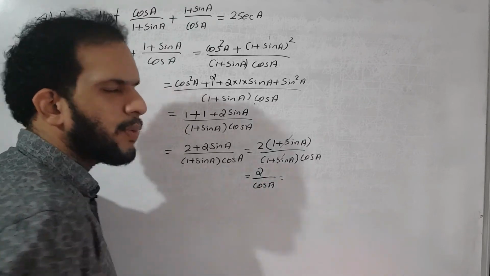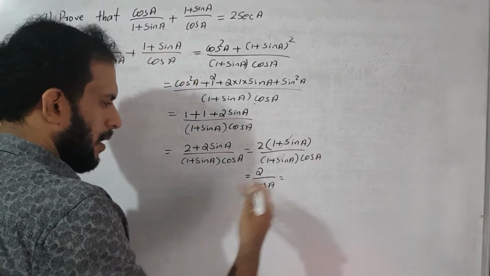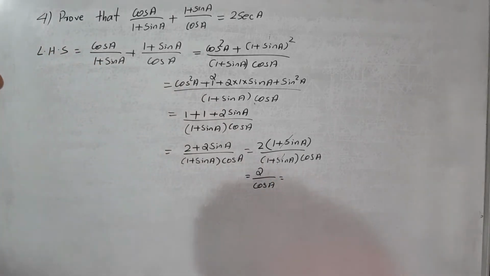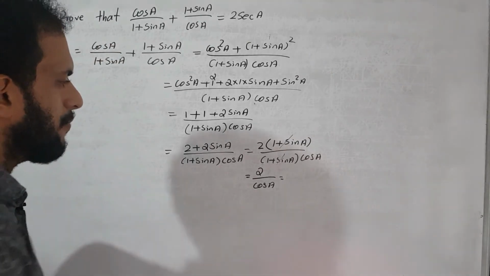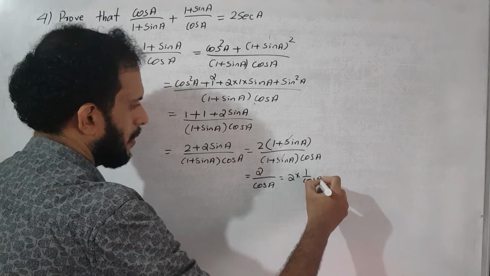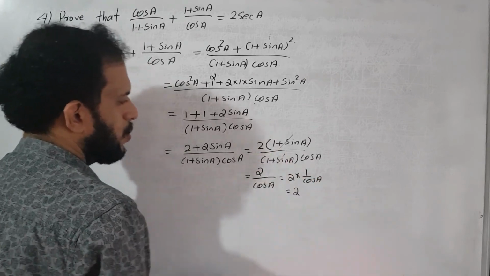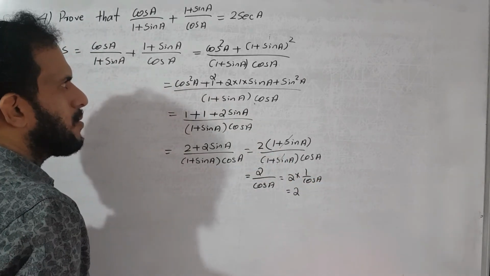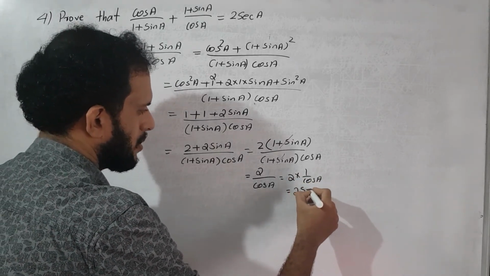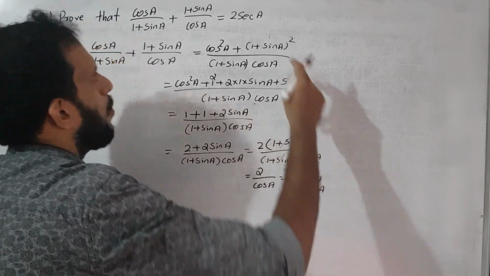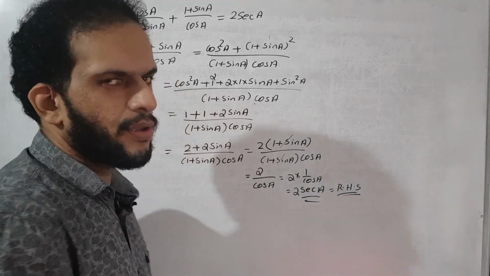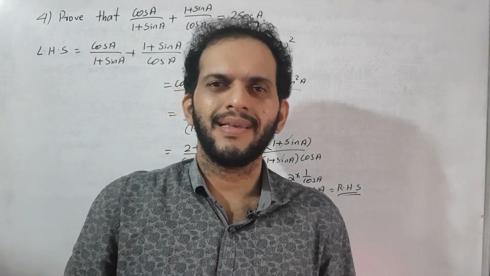2 by cos A is possible to rewrite, rewrite 2 by cos A is possible to write in the form 2 into 1 by cos A. Okay, then is equal to 2 into, what is 1 by cos? The 1 by cos is sec. So 2 into 1 by cos A is 2 sec A. That is our RHS. Then is equal to RHS. Okay, so we are starting from the LHS and we got the result equal to RHS.